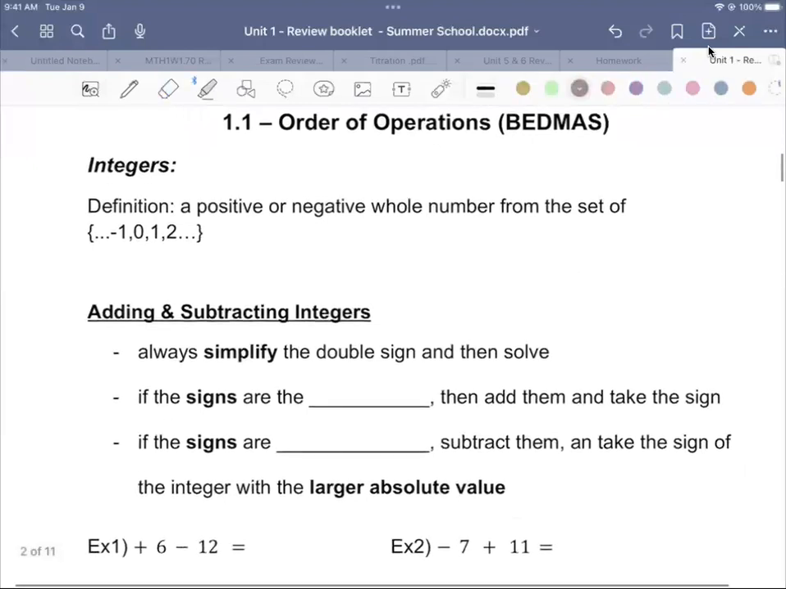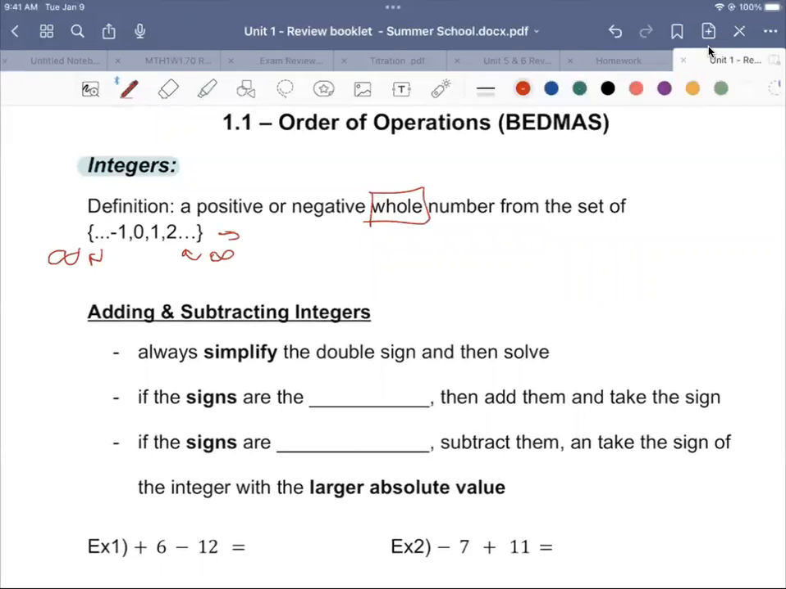So the first thing that we talk about is integers. These are essentially any positive or negative whole number is the key here. From the set of -1, 0, 1, 2, this means it continues on to infinity. Same thing as over here. It goes on to infinity as long as it is a positive or negative number, and this includes 0.